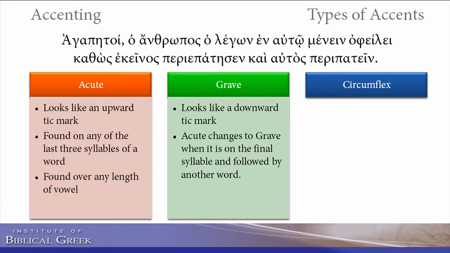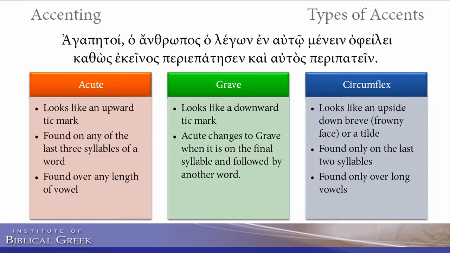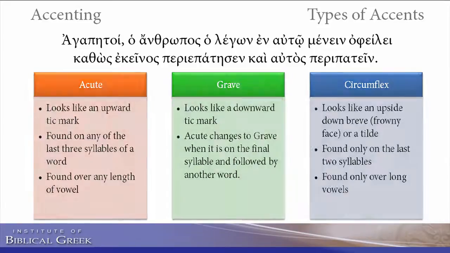The circumflex looks like an upside-down breve mark or a frowny face in some fonts, or a tilde, just depending on what font you're using or seeing. This font happens to use a tilde. We can see it over avto, akinos, and peripatin. Notice from these two examples, it is only found over the last two syllables of any word and only over long vowels. Before we talk about the length of vowels, let's talk about the types of syllables.